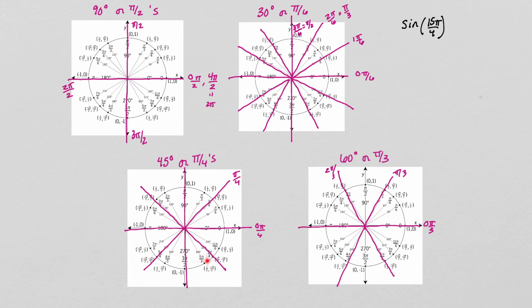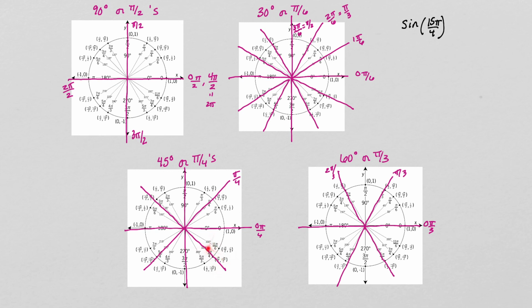So here's my pi over 4 graph. So we're starting here at 0. So 0, 1 pi over 4, 2 pi over 4, 3 pi over 4, 4 pi over 4, 5 pi over 4, 6 pi over 4, 7 pi over 4, 8 pi over 4, 9 pi over 4, 10 pi over 4, 11 pi over 4, 12 pi over 4, 13 pi over 4, 14 pi over 4, 15 pi over 4. So 15 pi over 4 puts me back at this spoke here.